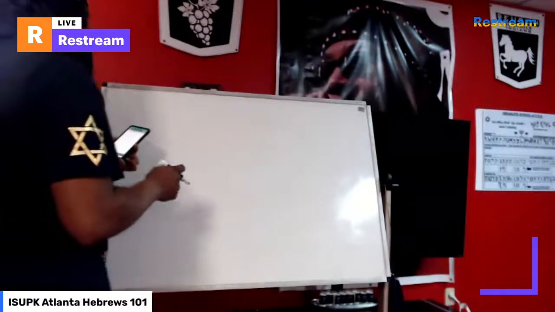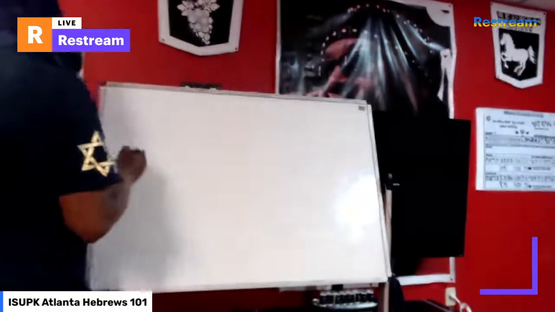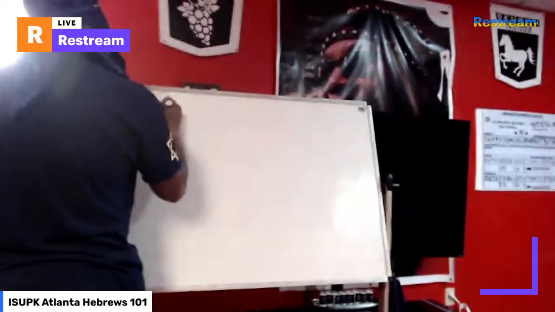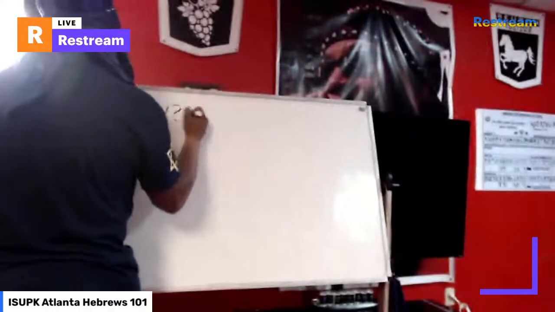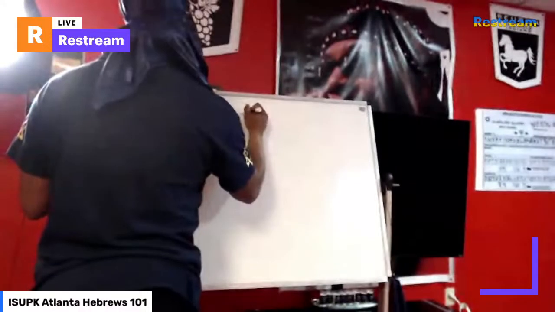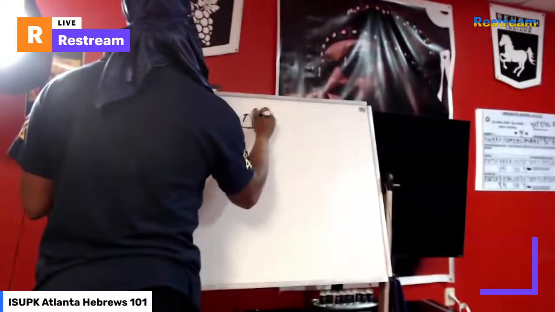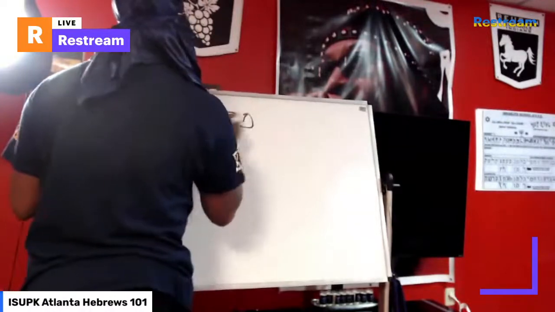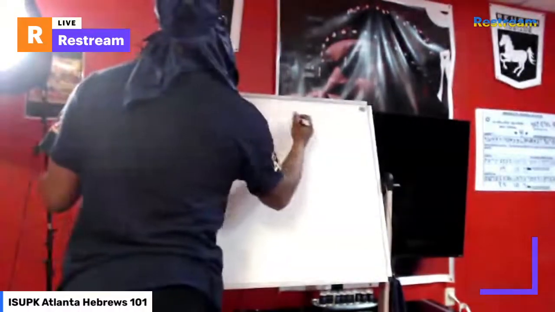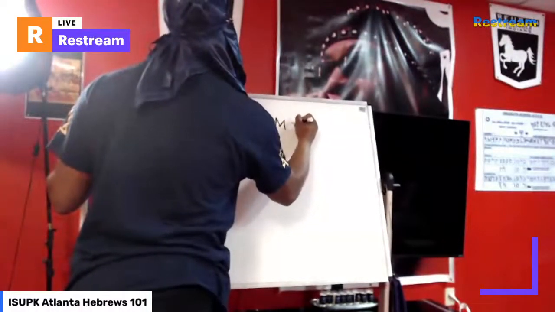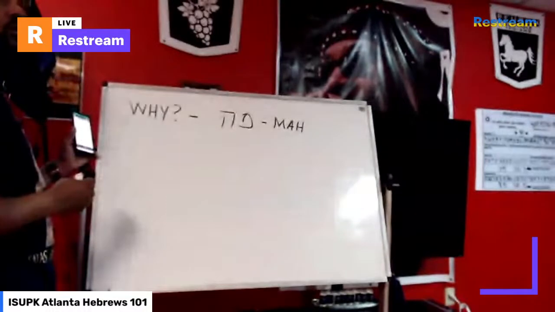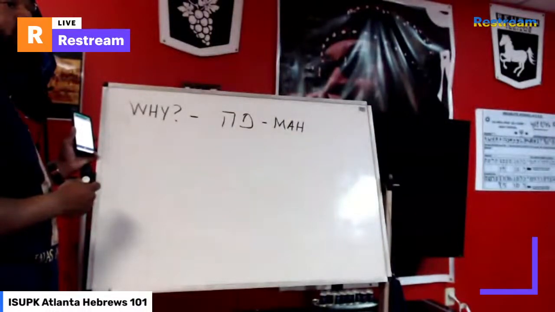But now, this is how it's going to be spelled, right? So when asking the question why in Hebrew, here are the characters: ma and ha. Now pronounced, written in English, ma. Ma.